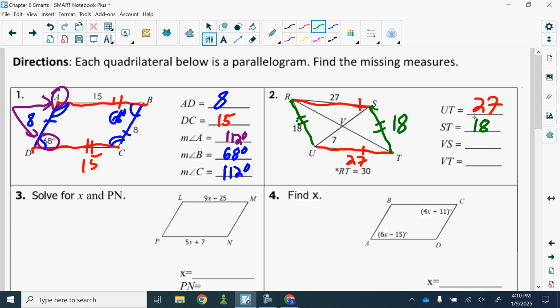Then it asks for side VS. Okay, so again, we're assuming this is a parallelogram. So the diagonals bisect one another. So this half is 7, so this half is also 7.